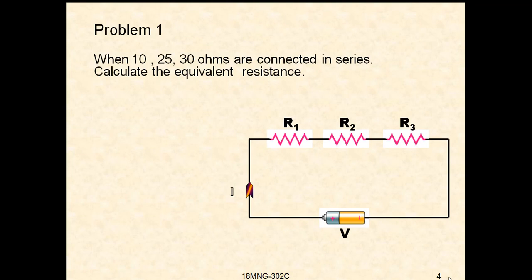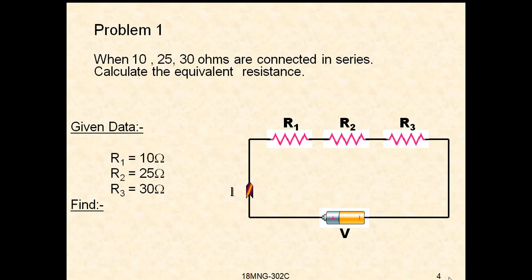In this problem, three resistances R1 10 ohms, R2 is 25 ohms, and R3 is 30 ohms are connected in series. So we have to find here the equivalent resistance.